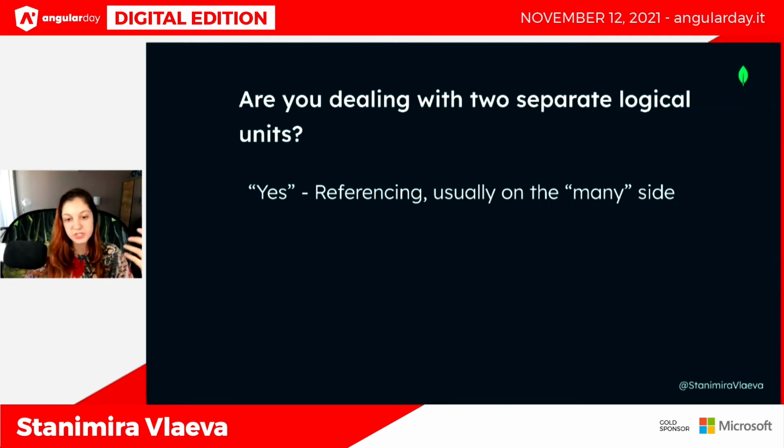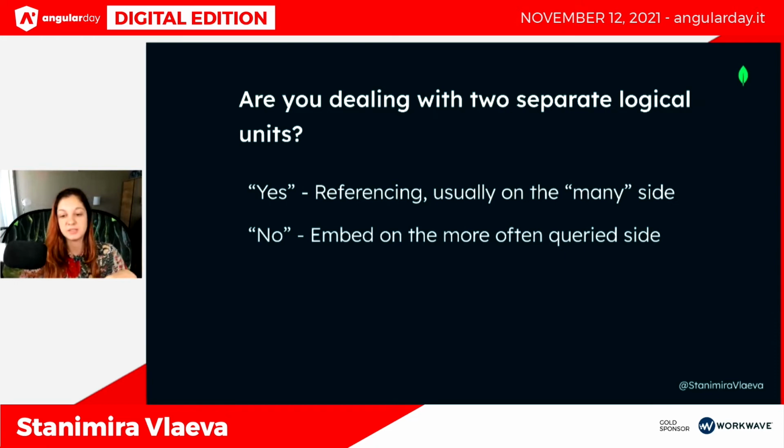If we're dealing with just one logical unit, we're only going to need the books, and the genres are just information about the book. They're not a thing on their own. Then we should embed on the more often queried side. And in our example, this should be the book. But in the other case, if we're dealing just with genres in our system and the books are kind of information about our genres, maybe it's good to embed on the genre side.